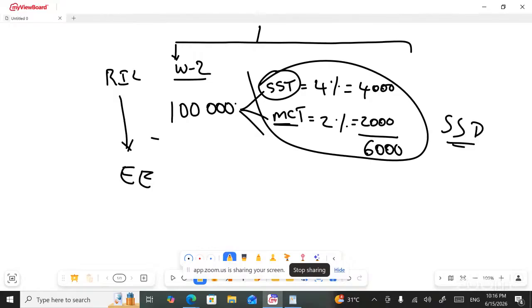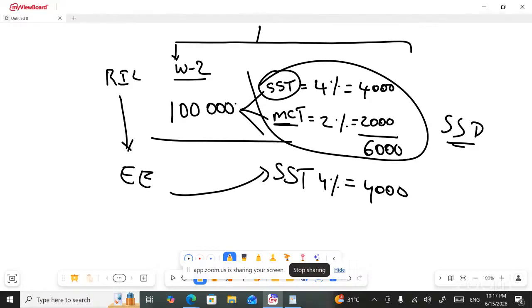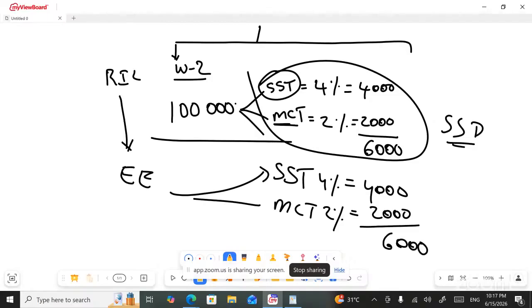In this scenario, the employee also has to contribute some amount from his own pocket to the social security department in the form of social security tax. Same percentage, say 4% means 4,000, and for Medicare tax, say 2% is 2,000. So a total of 6,000 is to be paid by the employee from his own pocket. So this is the scenario we have to follow.